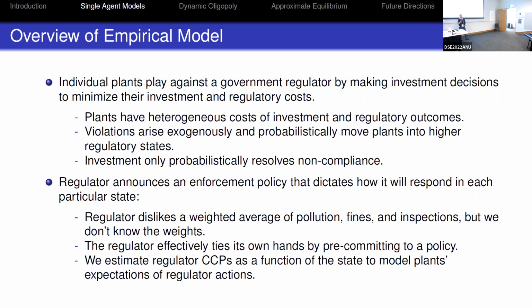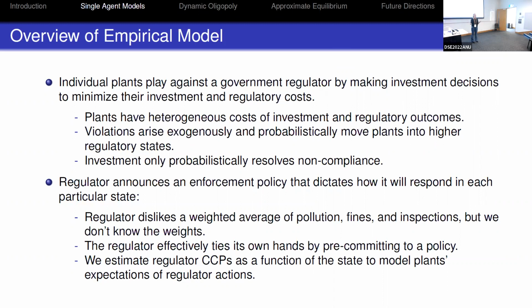In this model, violations arrive exogenously and probabilistically move plants into higher regulatory states. Stuff breaks, right? And you don't call the plumber until the pipe bursts. So there's no investment in compliance. In compliance, nothing's broken. But once something breaks, you have a choice of whether to invest and fix it or not. If I invest, there's a chance it'll fix it and there's a chance it won't. If I get one violation, it could be a bad violation. I could go straight to priority violator status.